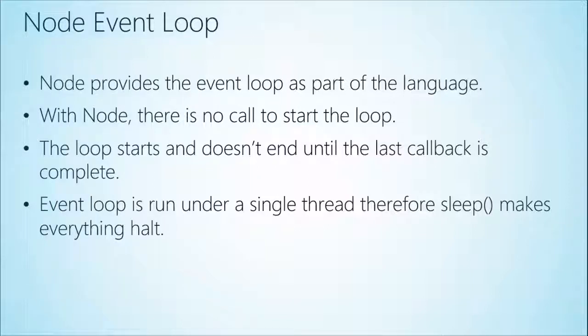Well, the way that happens is that Node provides you with an event loop as part of the language. The minute that you call Node, you don't need to call a start function to start this loop that's waiting for events. You just put in your script, your code, and the loop starts the minute that you start Node. And it doesn't end until the last callback is called. So if you created an HTTP server, the end of that callback will never arrive because you're always waiting for HTTP requests to come in. As a result, your program won't shut down until you tell it to shut down.